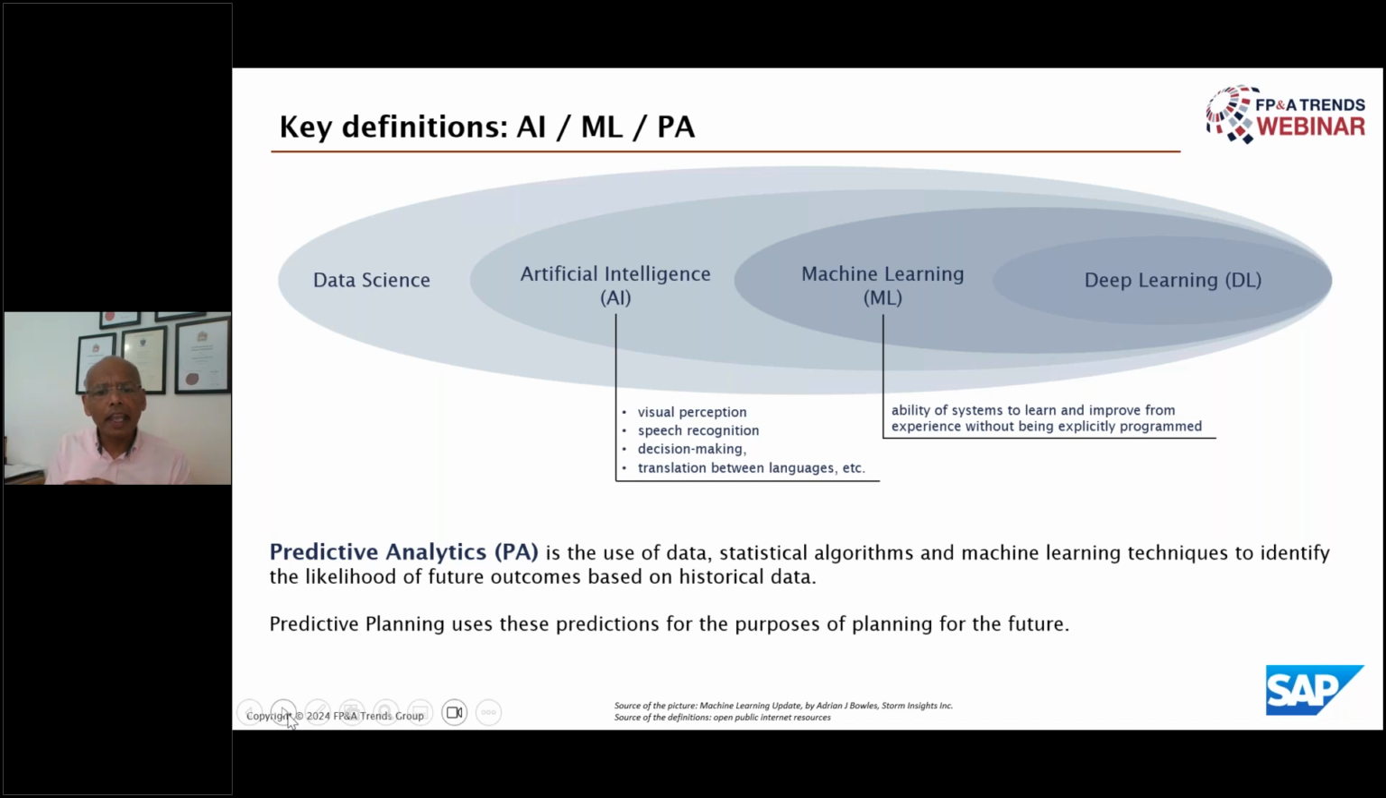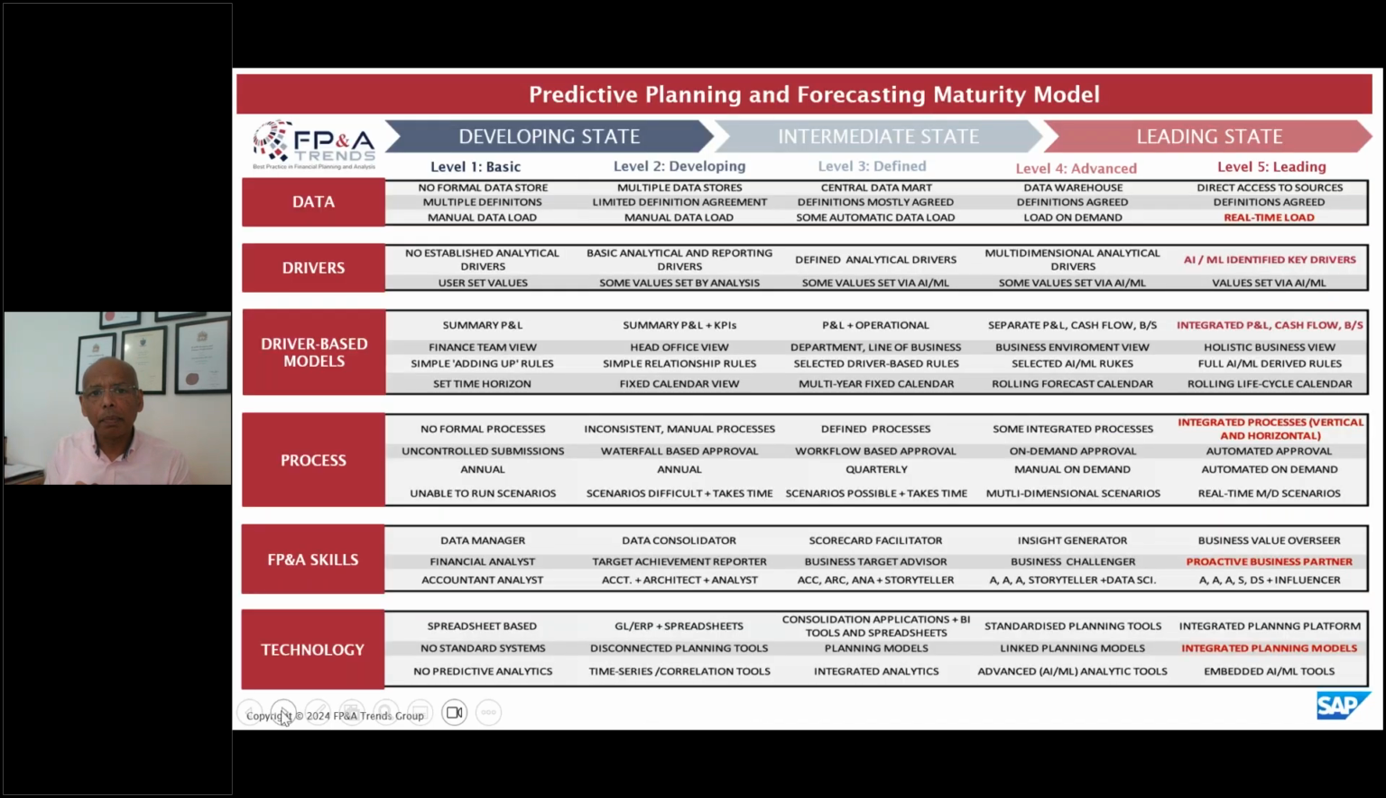A quick definition slide here. I'm not going to go through this, but this is for you to consume in your own time. It clarifies what is what. They are very specific and very different terms. Moving on to the predictive planning and forecasting maturity model, I will leave that for you to spend a bit of time and understand. We've got the 6 swim lanes: data, drivers, driver-based model, processes, FP&A skills and technology. You can see from left to right we go through the different stages. It's very important to understand what the leading organizations are doing in each of these. We will see some live examples today from our 3 speakers. I will let them take you through some of these, but please spend some time understanding this, and make sure you put this into practice in your own organization.